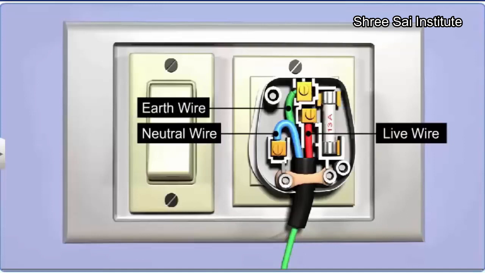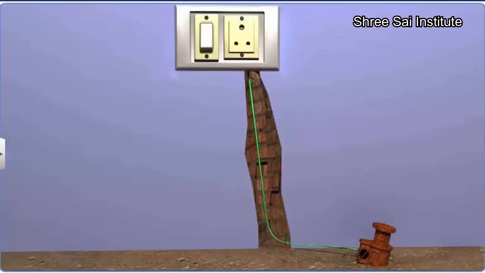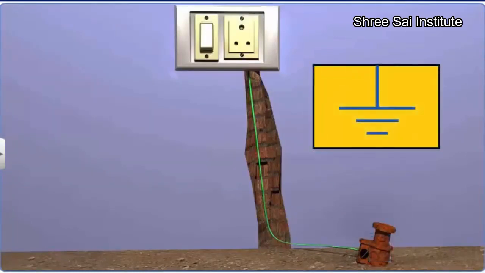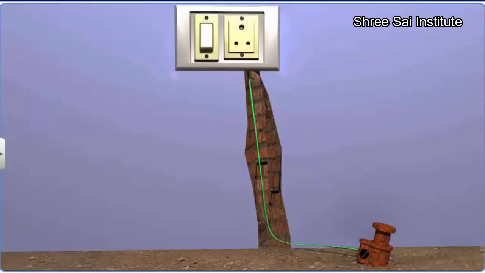Live and neutral wires carry the electric current, whereas the earth wire is used as a safety mechanism. All earth wires terminate in a thick metal plate buried deep in the earth. When a fault occurs or the live wire touches the metallic body of an electric instrument, the charge immediately and safely flows into the earth because of the earth connection through the earth wire. This prevents damage to human life and property.